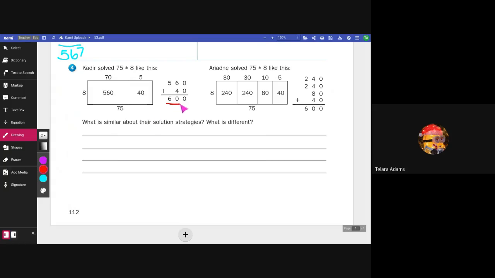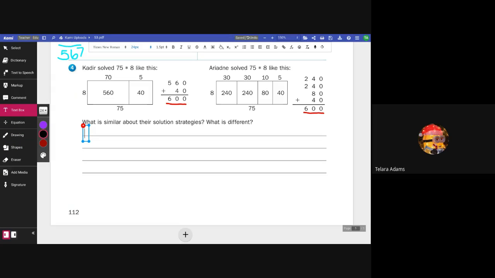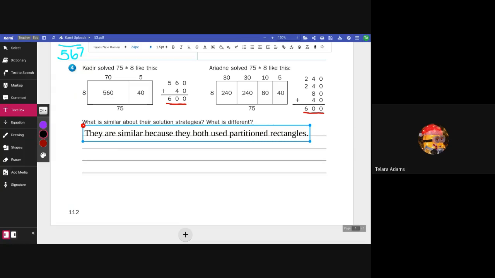They have the same answer. They are both correct. But what is the same? I'll start with the same. They are similar because they both used partitioned rectangles. They both use the rectangle method. That's what's the same. What is similar? They both use partitioned rectangles.